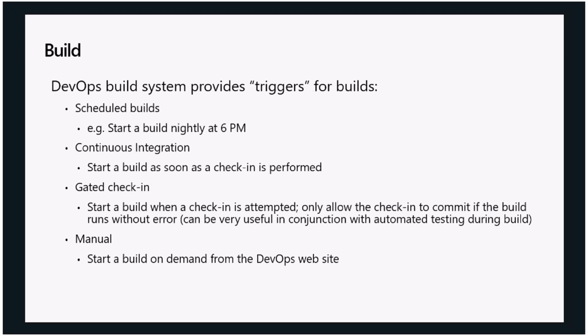A gated check-in is similar, except that when you submit the code, it holds on to the check-in, and it runs a build using that proposed change, and then it will check it in only if the build succeeds. If the build fails, the check-in will be rejected. And then you can also start a build manually anytime you want from the DevOps website.